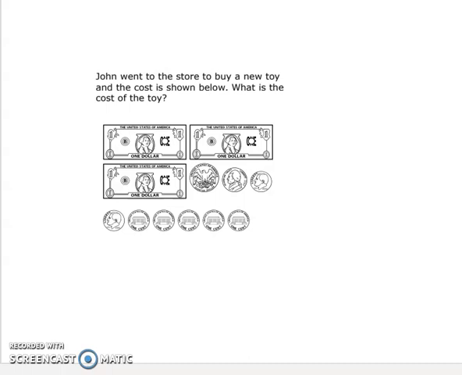So I know from my problem-solving model that I have to pay attention and analyze the question and figure out, well, what is my question about? My question is about the cost of the toy. So that tells me I need to find the total amount that the toy costs. And the information also tells me that it's the coins and the bills that I see below.